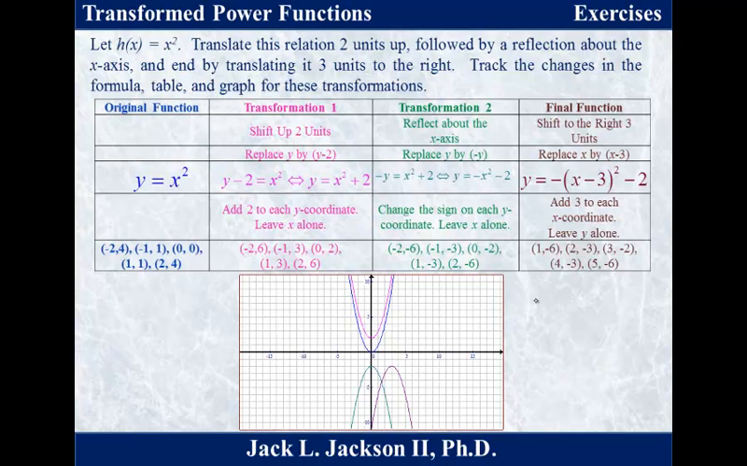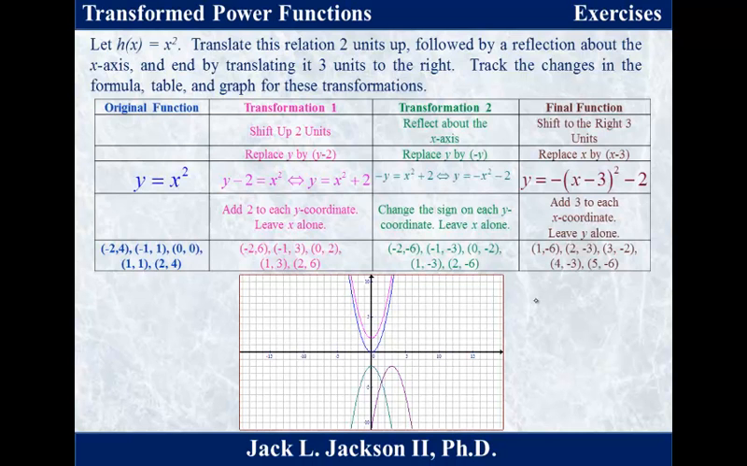In the table, we're going to leave the x's alone, and we're going to add 2 to the y coordinates. So notice -2, 4 becomes -2, 6. -1, 1 becomes -1, 3. 0, 0 becomes 0, 2. 1, 1 becomes 1, 3. And 2, 4 is mapped to 2, 6. And so every point is moved straight up 2 units to become the pink graph that you see below. And so we see the blue graph is just shifted up 2 units to become the pink graph in the picture.